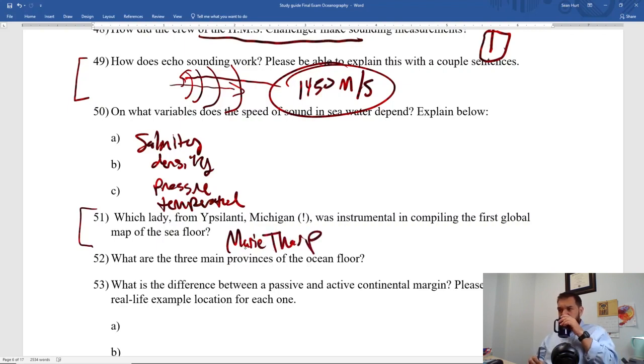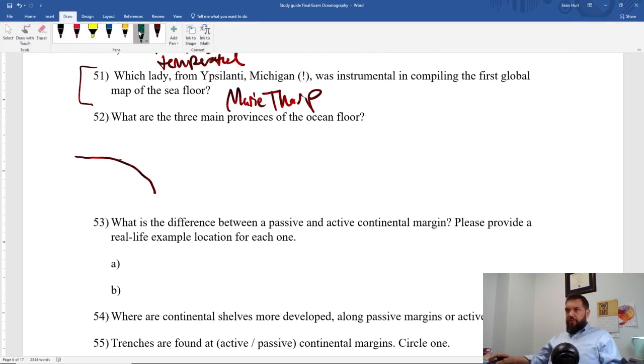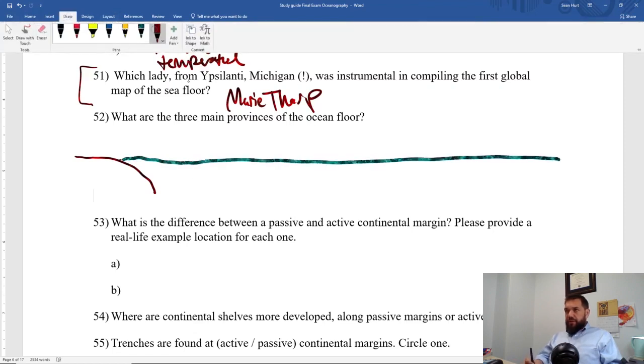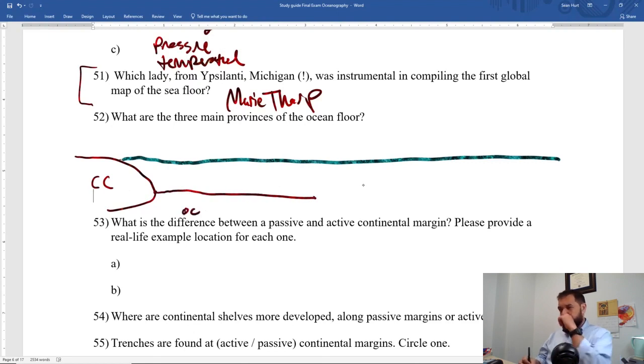What are the three provinces of the ocean floor? All right, so if you look at the ocean floor, first of all, you have the continents, right? And let me draw the ocean, kind of the ocean sea level. I'm going to draw the sea level like this. And I'm going to draw in the continents, right? So I'm going to put CC for continental crust, and we're going to have OC for ocean crust, okay?